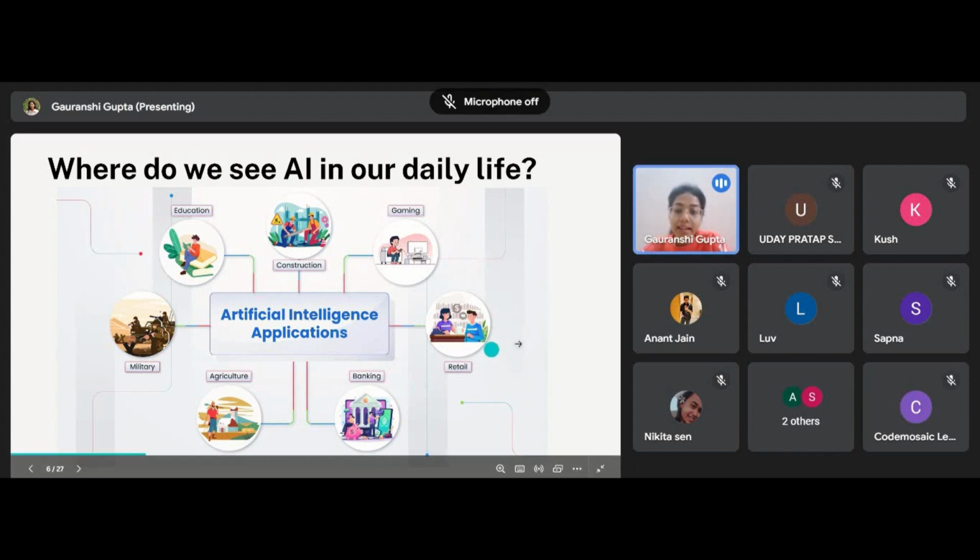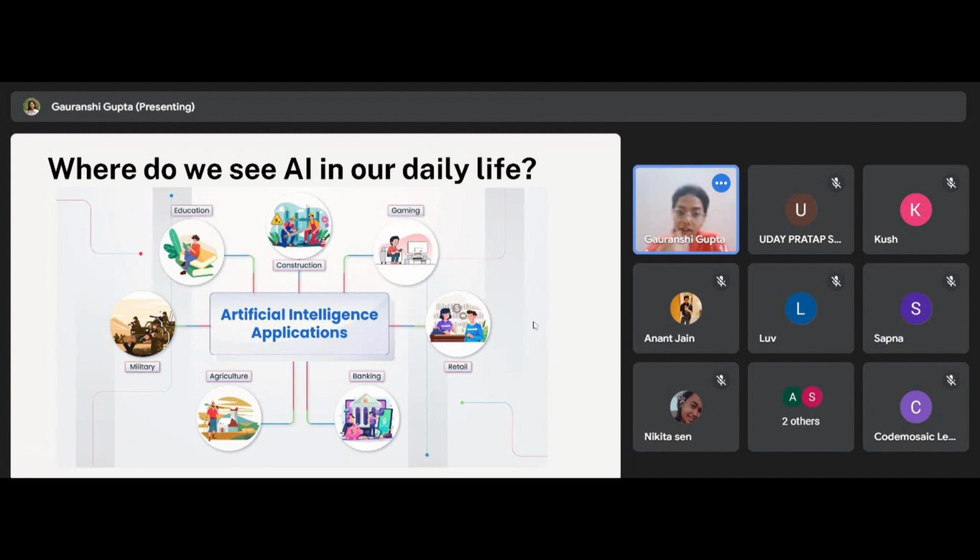So what does it tell? That AI has a lot of scope in almost all the sectors now. So it's a very good choice for a career, I think. I think it has more scope than software engineering, definitely.